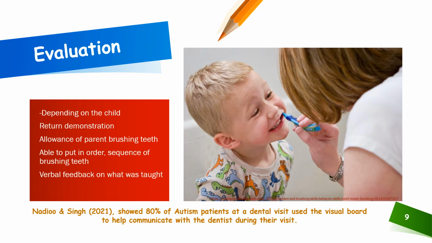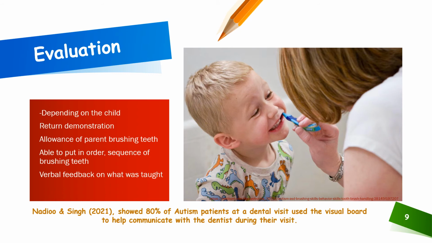To evaluate the effectiveness of the teaching, we want to make sure that the child is able to return demonstration of how to effectively clean their teeth. But depending on the children, if they're just allowing their parent to brush their teeth, that may be the main goal there. So basically looking at the child's learning needs and what they're allowing the parent to do or themselves to do, you can see if the teaching was effective or not. Another thing you could see is if they're able to put in order the sequence of brushing their teeth.